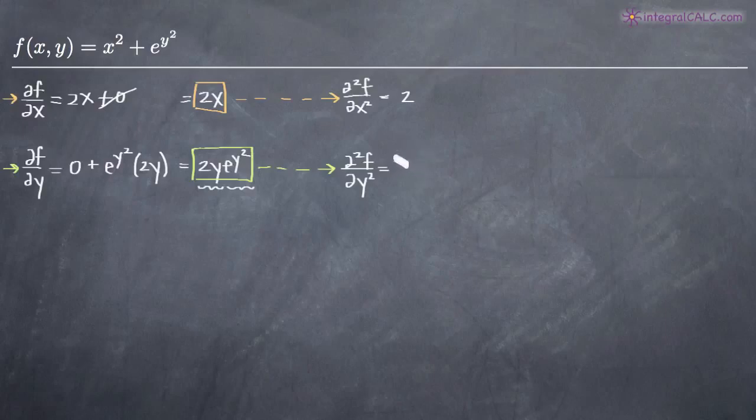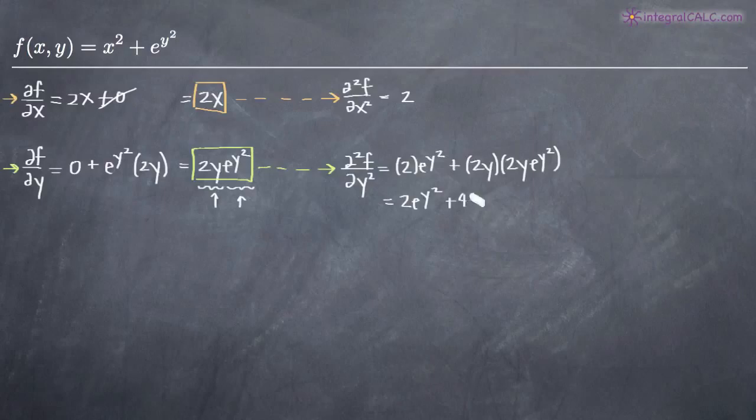So what we're going to do is take the derivative first of 2y, which is going to be 2, and then we'll multiply that by e to the y squared. Right? So we took the derivative of this one, leaving the second one alone, and then add to that. This time we'll leave 2y alone, but multiply by the derivative of e to the y squared. Well, we already know from the original problem that that's 2y e to the y squared. So when we simplify this, we'll get 2e to the y squared plus 4y squared e to the y squared.